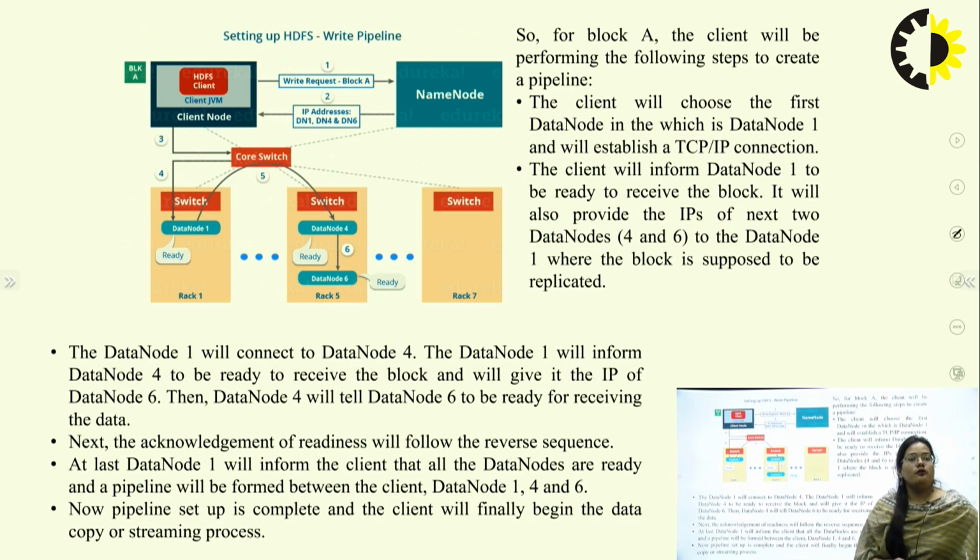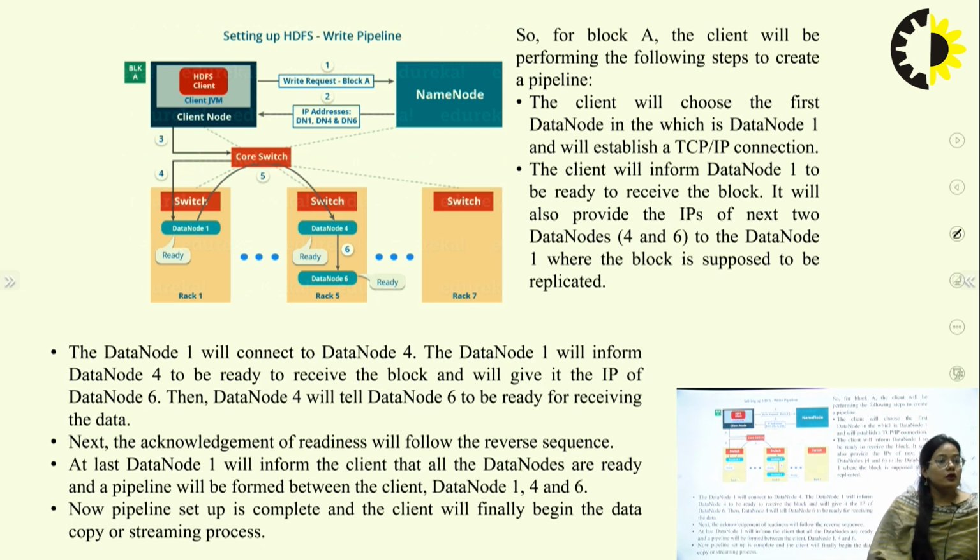Now, for block A, the client will perform the following steps to create a pipeline. First, the client will choose the first data node, which is data node 1, and will establish a TCP/IP connection. The client will inform data node 1 to be ready to receive the block. It will also provide the IP addresses of the next 2 data nodes, that is 4 and 6, to data node 1, where the block is supposed to be replicated.